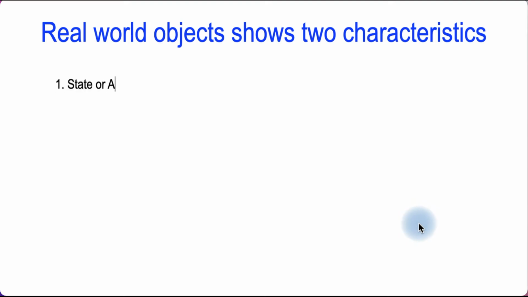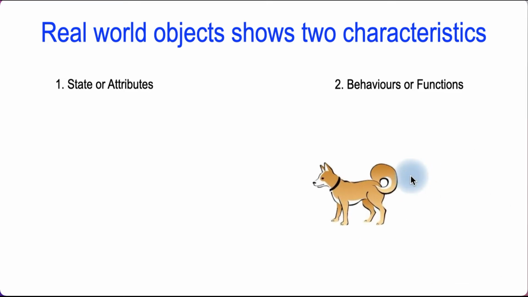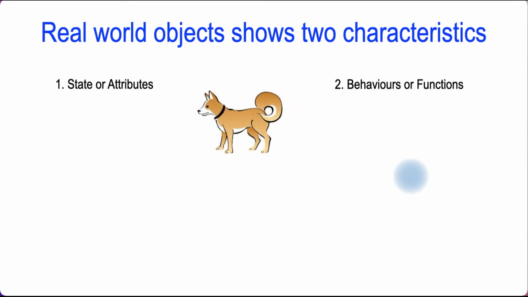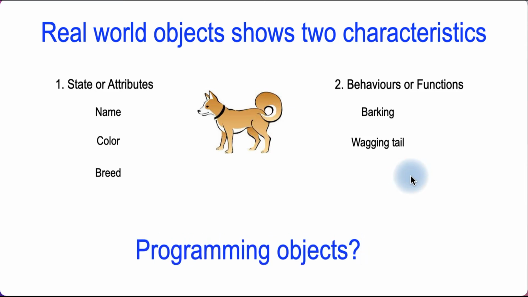First, they have state or attributes. Second, they have a set of behaviors or functions, or some actions we can say. For example, every object in the real world, just like a dog, has some attributes: name, color, breed, etc. Also, they have some behaviors like barking, wagging tail, etc. There might be some other attributes or behaviors also. So, for real-world objects, you can ask two questions: what state they are in, and what behaviors they can do.